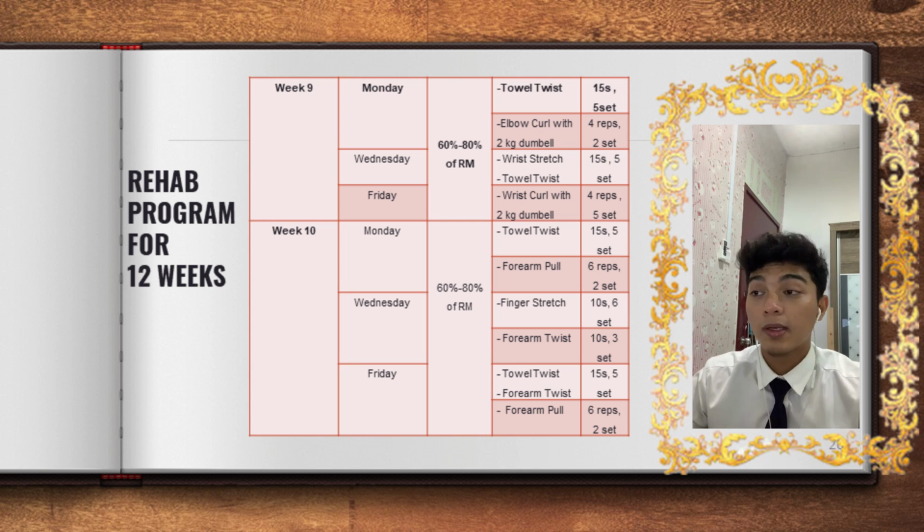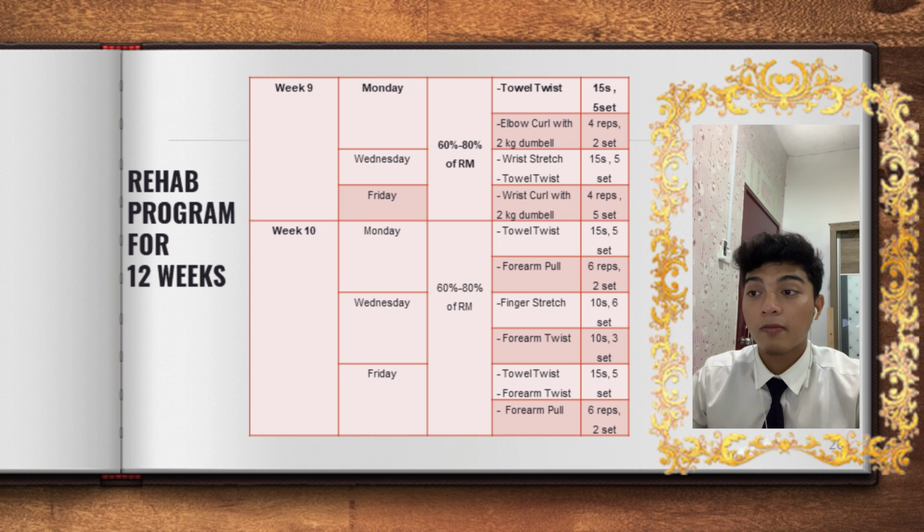Okay, we proceed to the next week, which is week 10. In week 10 the intensity is the same as week 9, from 60% to 80% of repetition max. For Monday we can see that we have a towel twist. We'll do 50 seconds for 5 sets. Also we have forearm pull. Forearm pull is a new exercise. We will do 6 reps for 2 sets.